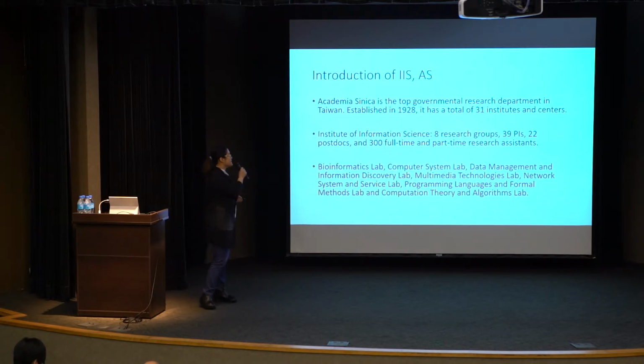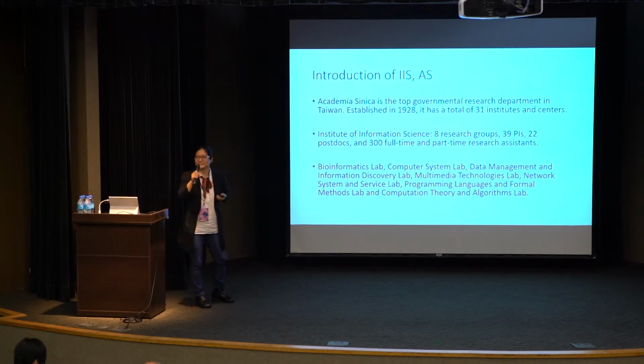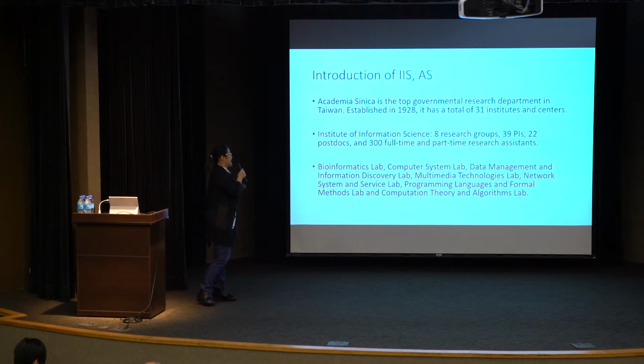Academia Sinica is the top governmental research department in Taiwan, established in 1928, so this year is celebrating its 90th anniversary, and it has a total of 31 institutes and centers. I am in the Institute of Information Science. We have 8 research groups, 39 principal investigators, including me, 22 postdocs, and almost 300 full-time and part-time research assistants.